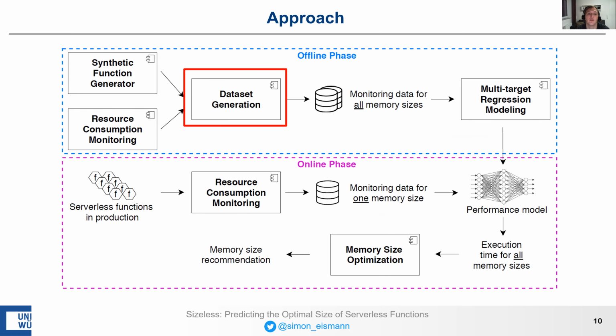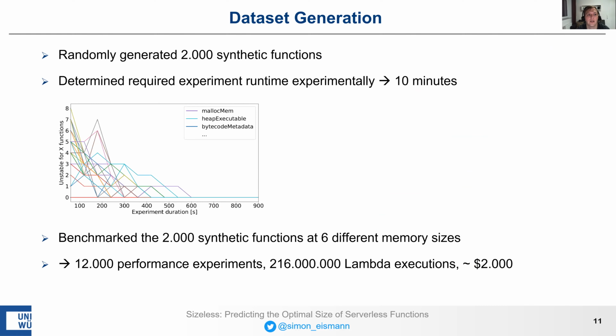Up next, we generated our data set. To do this, we first randomly generated 2,000 synthetic functions. Next, we experimentally determined how long we need to measure each function until all metrics are stable. As you can see here, the last metric becomes stable after 10 minutes. So this is what we chose for our experiment duration.